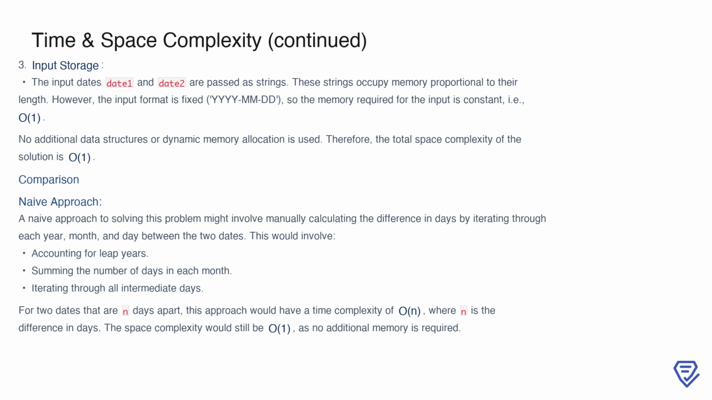To provide some context, a naive approach to solving this problem might involve manually iterating through each year, month, and day between the two dates. This would require accounting for leap years and summing up the days in each intermediate month. For two dates that are n days apart, this naive approach would have a time complexity of O(n), as it iterates through all intermediate days. However, its space complexity would still be O(1), as it doesn't use additional memory.